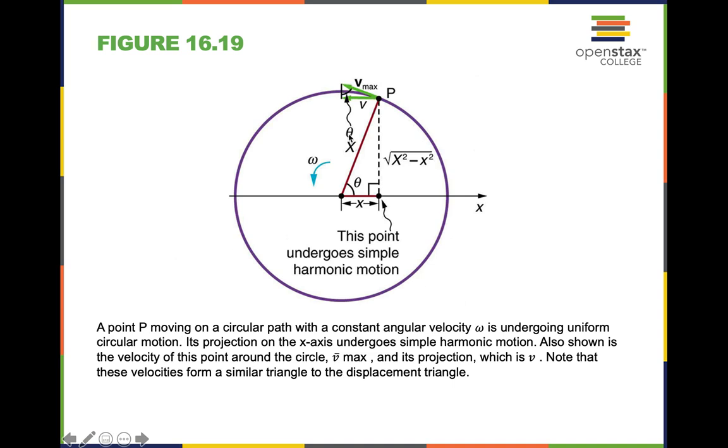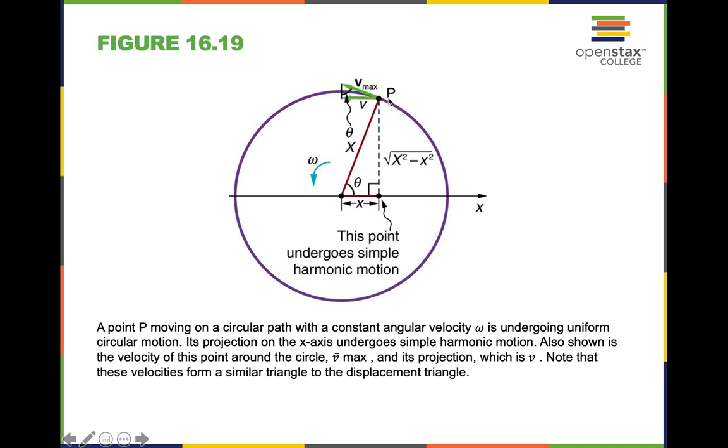A point P in this figure, right here, moving on a circular path with a constant angular velocity omega, is undergoing uniform circular motion. Its projection on the x-axis undergoes simple harmonic motion. Also shown is the velocity of this point around the circle, your v max, and its projection, which is your velocity. Note that these velocities form a similar triangle to the displacement triangle.